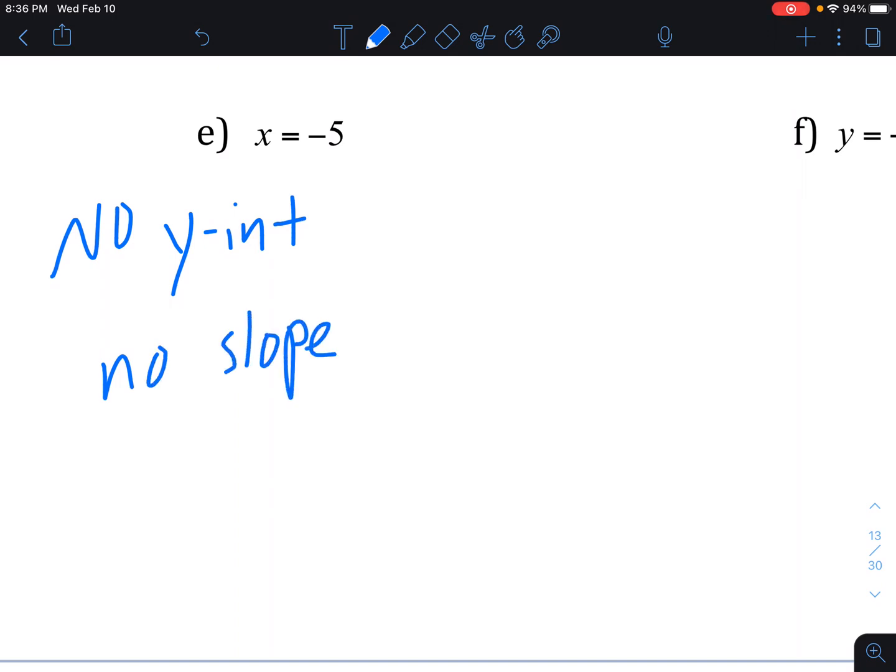Now, side note, why is that? We're going to start graphing, and when you actually graph the equation x equals -5, it's actually a vertical line. Of course, a vertical line doesn't cross the y-axis, and a vertical line has a slope of 0. Or sorry, nope, I take that back. A vertical line has no slope. The slope of 0 is a horizontal line.